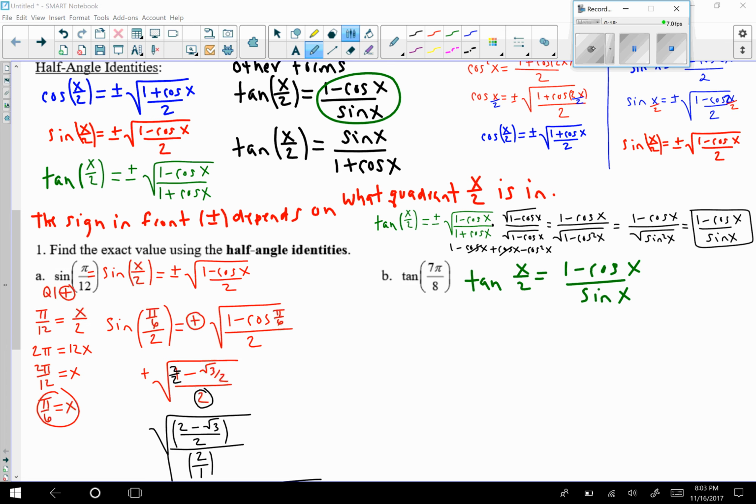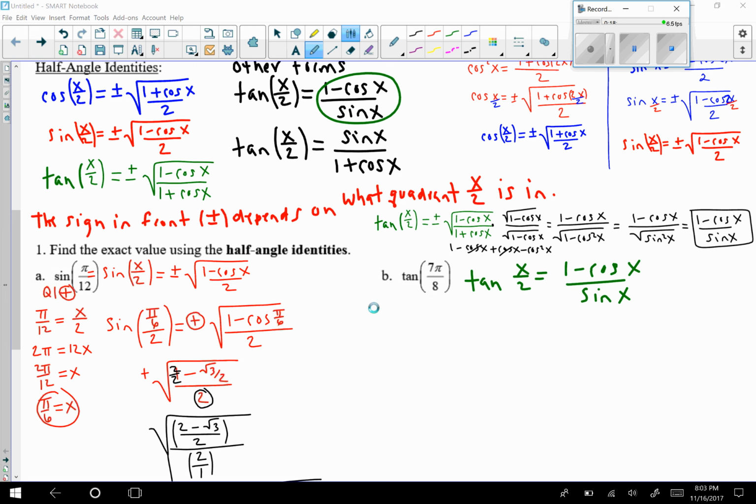And so this would actually be in quadrant 2, but again, we don't need the sign. But if we did, we know all students take calculus, so in quadrant 2, the tangent would be negative. So for this, I need to figure out what the half of my angle is.